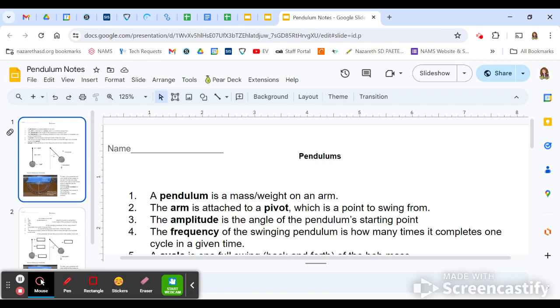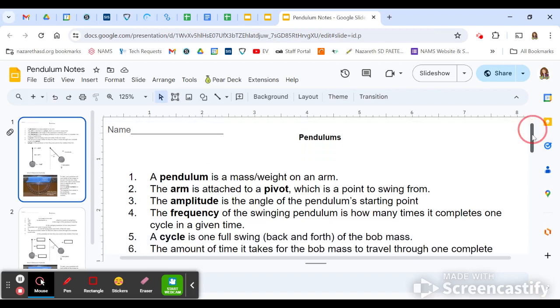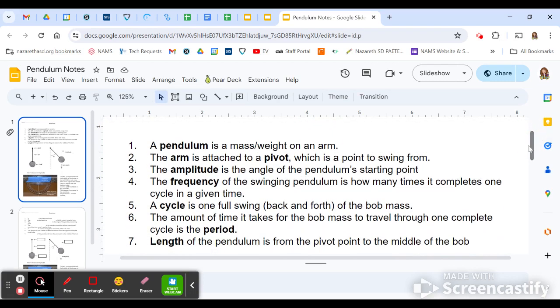Okay, so this is part one of the pendulum notes that you're going to be taking today. We're going to take a look at the vocabulary first. So by definition, a pendulum is a mass or weight that is attached to an arm. We're going to be labeling this down below the vocab in a couple minutes, so for now just fill them in.